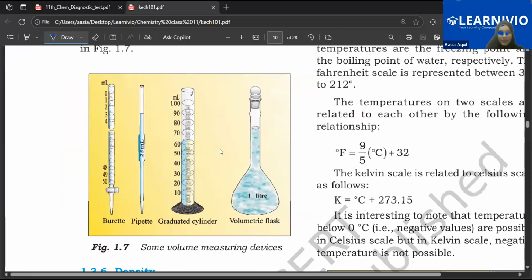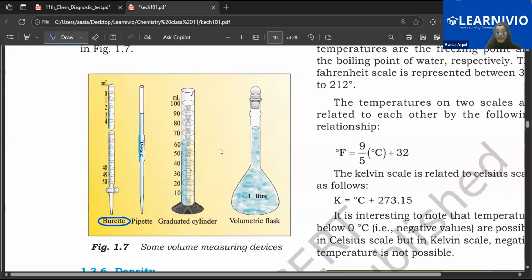See, the first one is your burette, right? This is basically a long pipeline type of structure, and at the end there is a hole in it. The opening is here, and there is a knob. The knob is used to control opening and closing. And here the millilitre markings are there, 0 to 50. Sometimes a 50 ml burette comes, and a 100 ml burette also comes. This type of instrument is known as a burette.